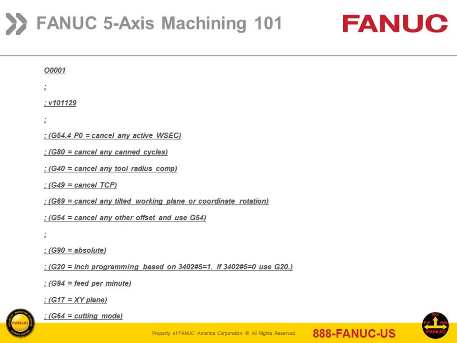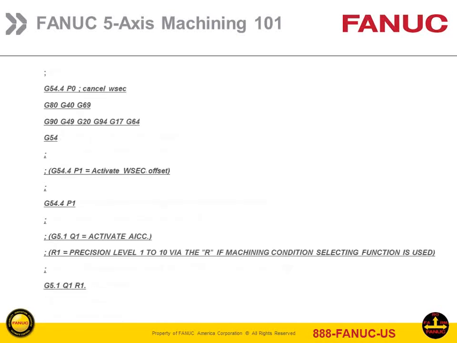And then G54 will get you back to your standard work offset. So it's important that you have this at the beginning of the program, along with G90 for absolute, G20 or G21 whether you're doing inch or metric programming. G94 will get you back into feet per minute. G17 XY plane, and then G64 cutting mode. So that's all just basic startup information.